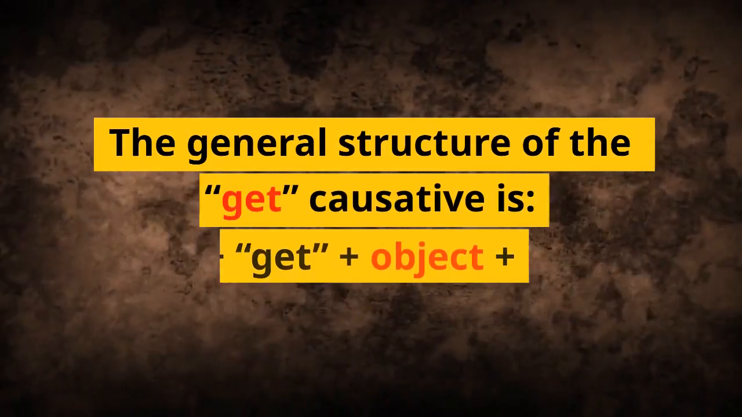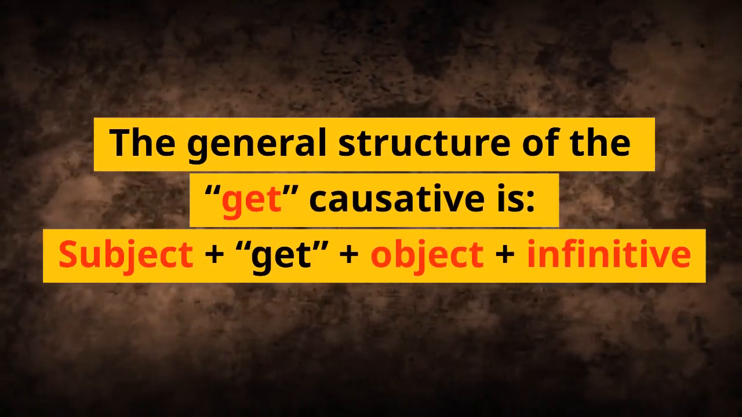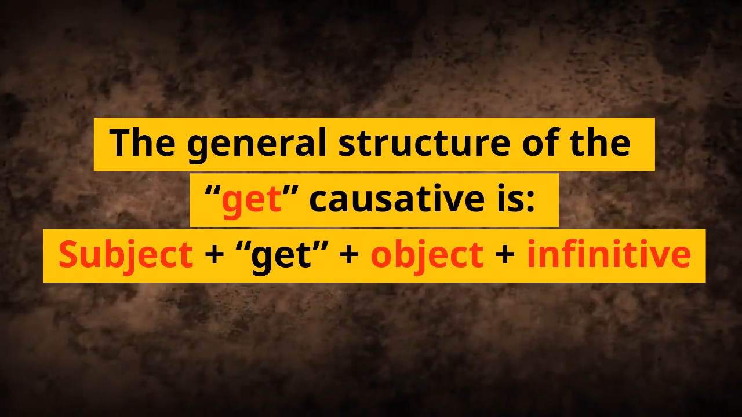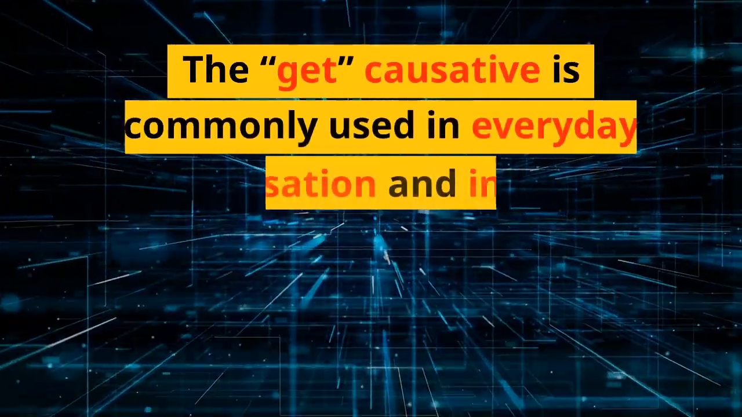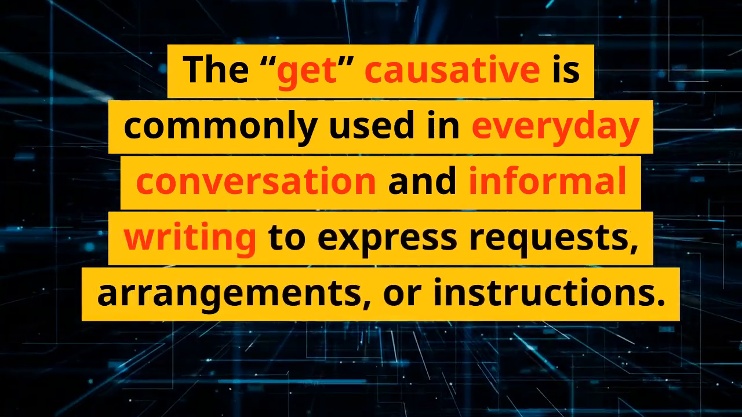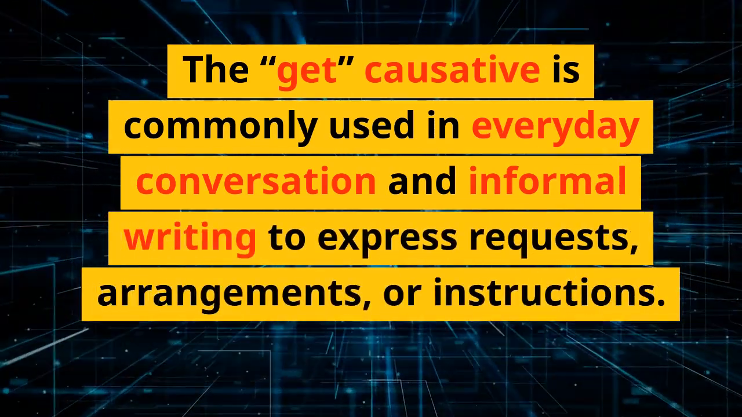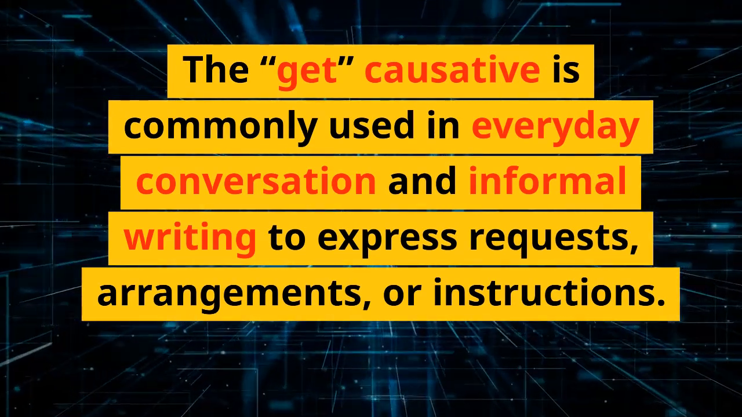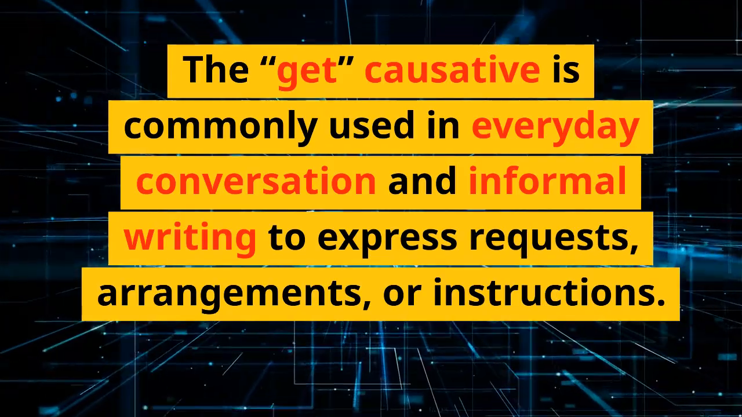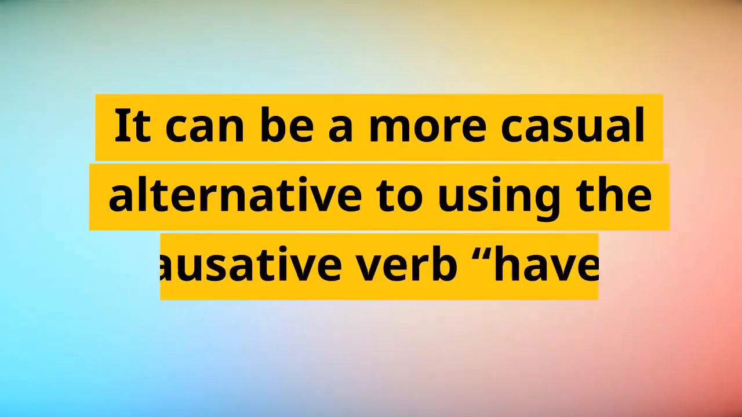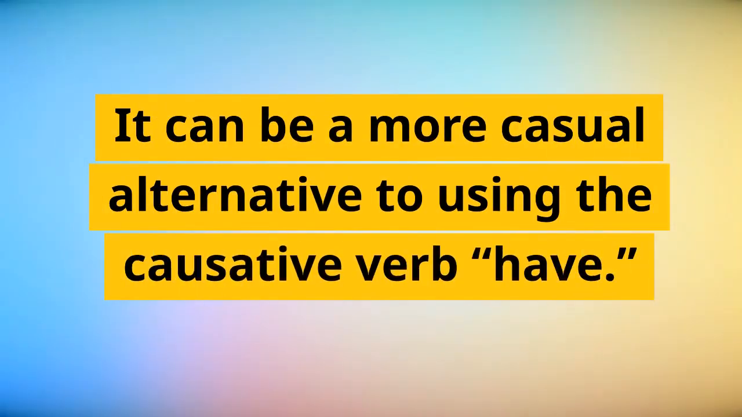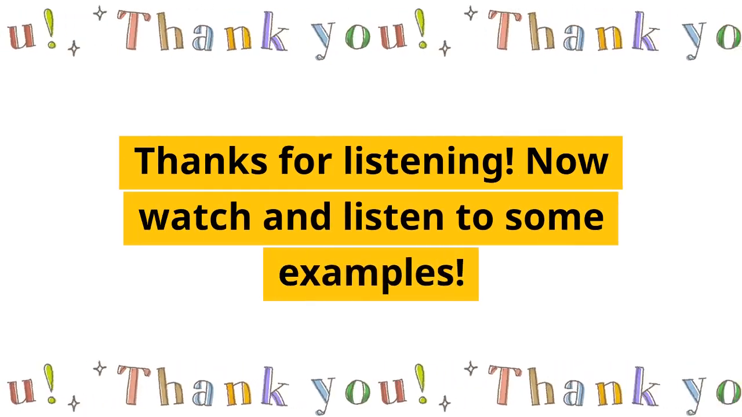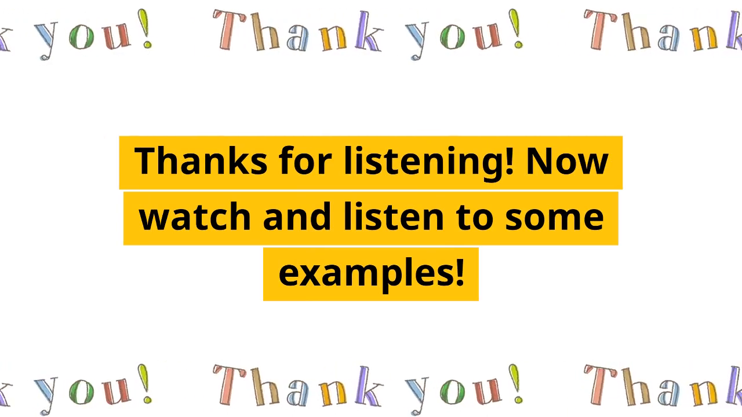The general structure of the get causative is subject plus get plus object plus infinitive. The get causative is commonly used in everyday conversation and informal writing to express requests, arrangements, or instructions. It can be a more casual alternative to using the causative verb, have. Thanks for listening. Now watch and listen to some examples.